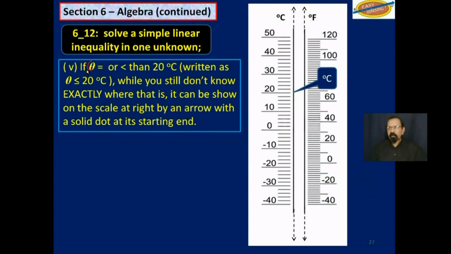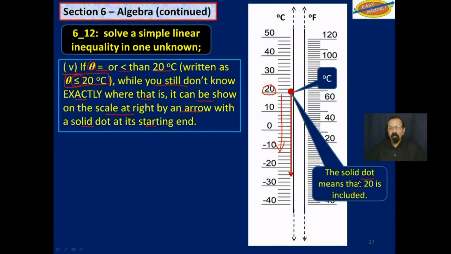Now, if the temperature theta is equal to or less than 20 degrees, it is written like this with this sign here, which means less than or equal to. And while you still don't know the exact temperature where it is, it can be shown on the scale at right by an arrow with a solid dot at the starting end. Looks like this. It now includes 20 and everything or anything below 20. So as I said, the solid dot means that 20 is included.